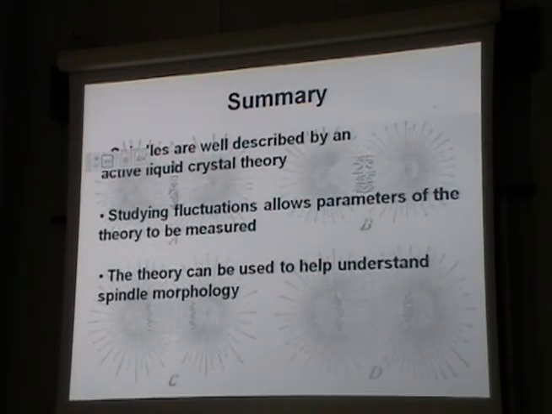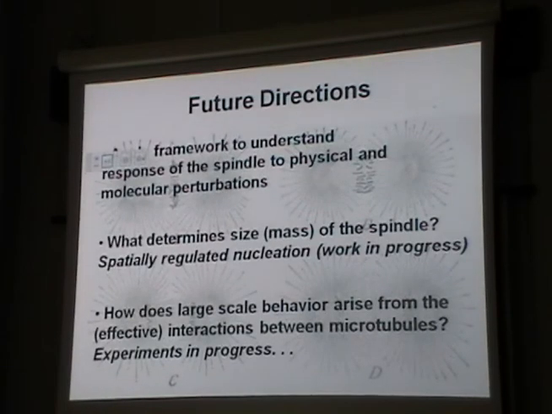So, in brief, these incredibly complicated biological systems can, I would argue, be described very quantitatively by these quite simple theories. Essentially, nearly all the parameters of the theories can be measured, and one can use that to understand the morphology of a spindle. But there's a lot more to do.